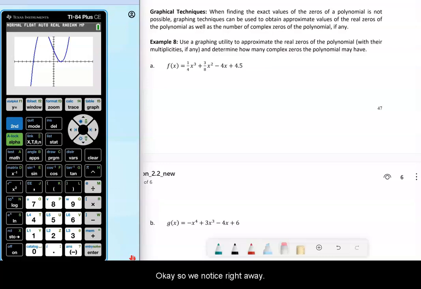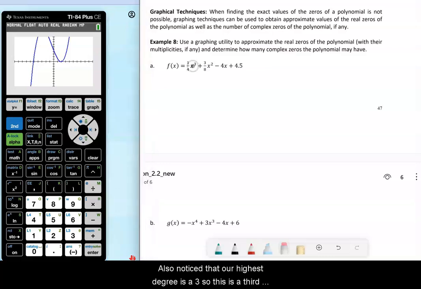Okay, so we notice right away that we have one of our zeros crossing, as in a place where we cross from a negative to a positive. So we have an odd multiplicity on this one. And then we have another zero where we're bouncing off the x-axis. So this one has an even multiplicity. Also notice that our highest degree is a 3, so this is a third degree polynomial. So we can have at most 3 zeros. So let's go find those zeros, and then we can talk about the possible complex zeros that this polynomial has.